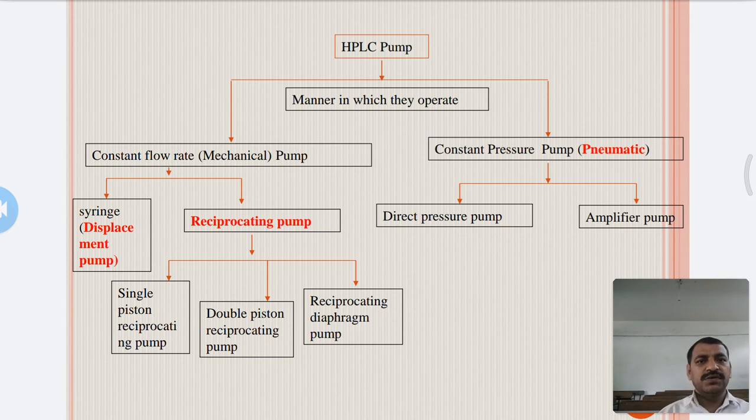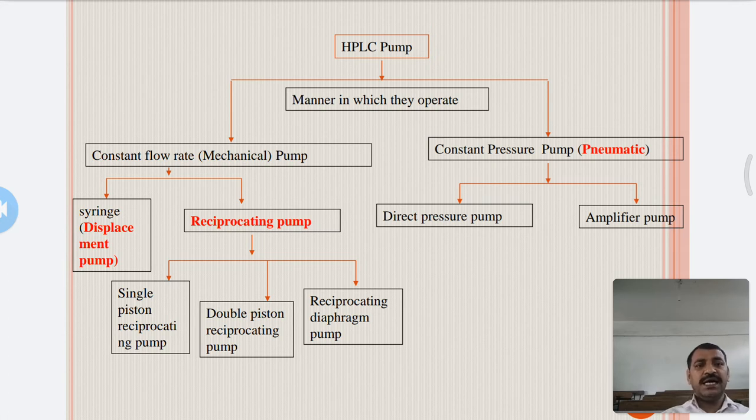reciprocating pump. These reciprocating pumps are of three types. First is the single piston, second is the double piston type pump, and then the reciprocating diaphragm type of pump. These types of pumps are used for a constant flow rate of our solvent, the mobile phase. Next is to maintain constant pressure, so that is why we use a constant pressure pump.